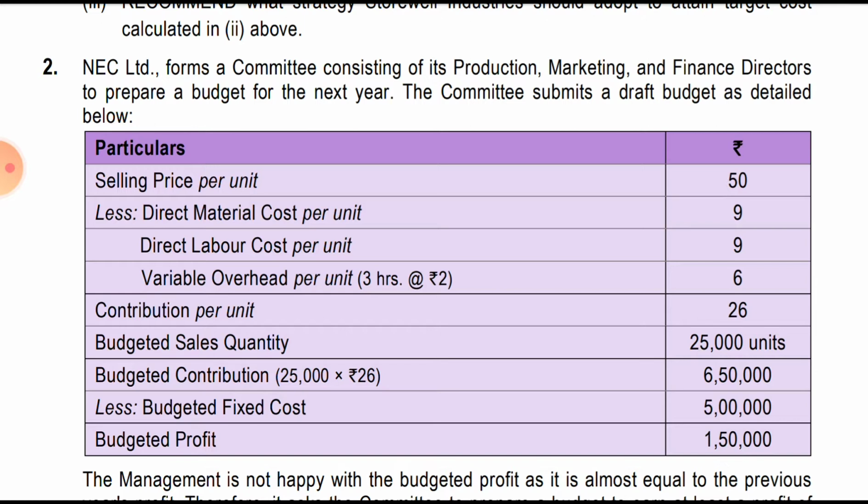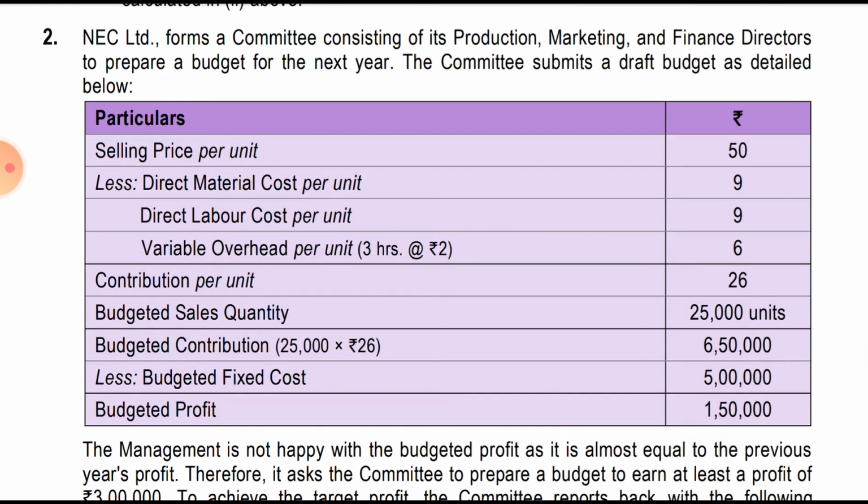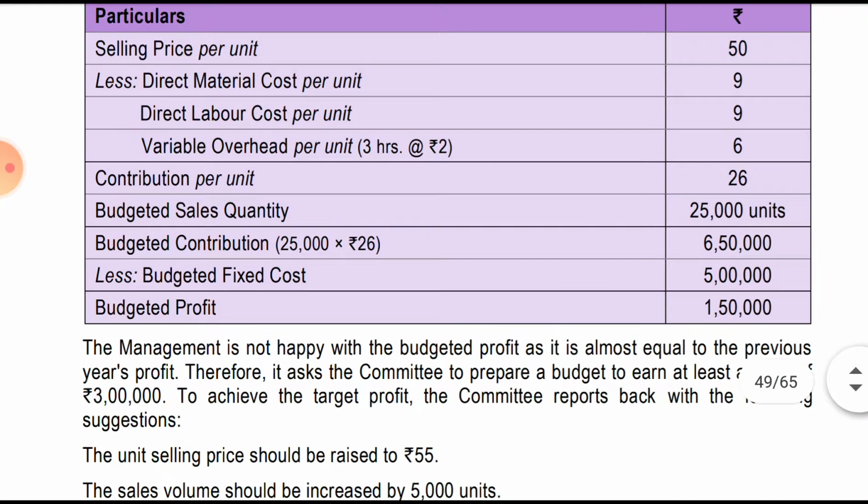Okay, so let's start. NEC Limited forms a committee consisting of its production, marketing and finance director to prepare a budget for the year, and for the next year the committee submits a draft budget as detailed below. So it is a budget with selling price 50, direct cost per unit 24, contribution 26, budgeted sales 25,000. Budgeted contribution 6,50,000, that is 25,000 multiplied by 26. Budgeted fixed cost 5 lakh, budgeted profit.